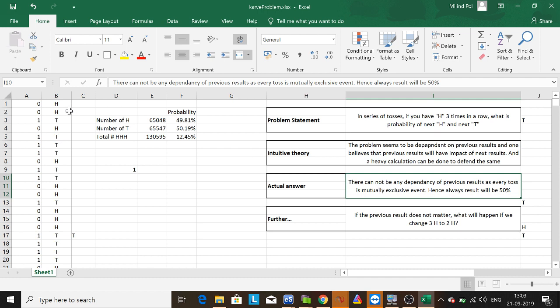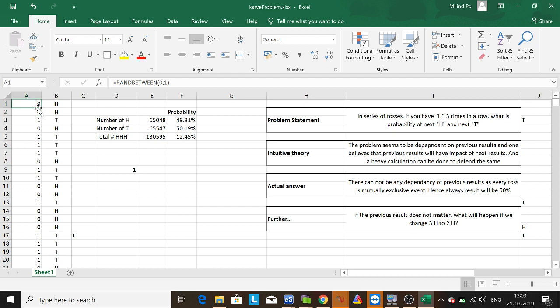So what I have done is I have generated a random number between 0 and 1, and if you look at the sum of this, there are about 1,048,000 records, out of which 524,000 are ones. I converted zeros to H and ones to T.